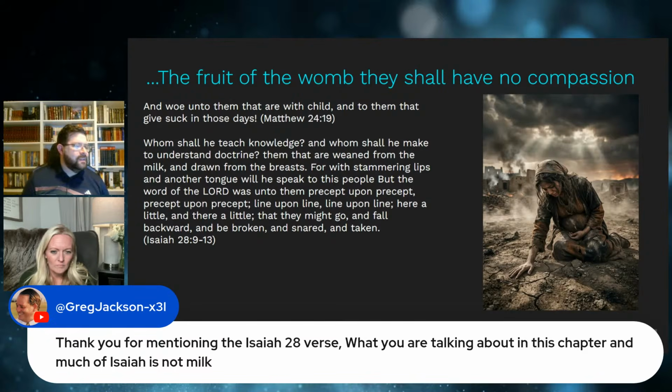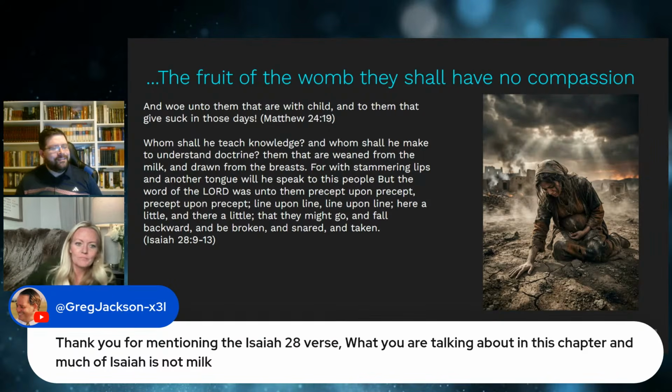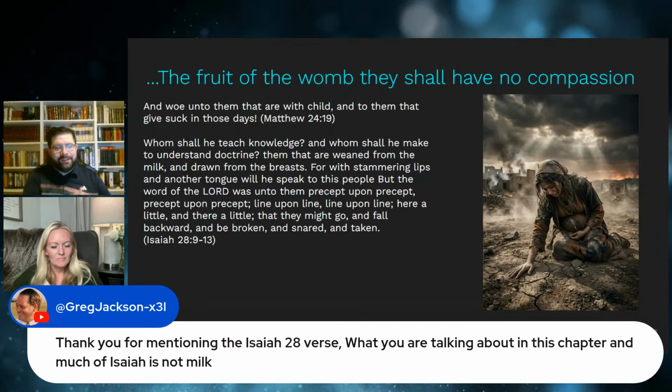Isaiah 28. You're talking about this chapter, and much of Isaiah. It's not exactly milk, but it could be like transitional baby food. I feel like we're trying to serve it up in a nice way. Well, I have my thoughts on that too. We talk about the meat, the milk, the manuals, which are removed layers from the source. So it's not even milk.